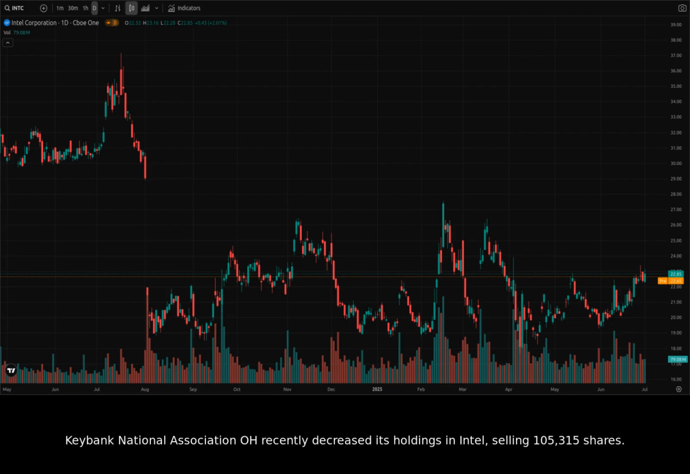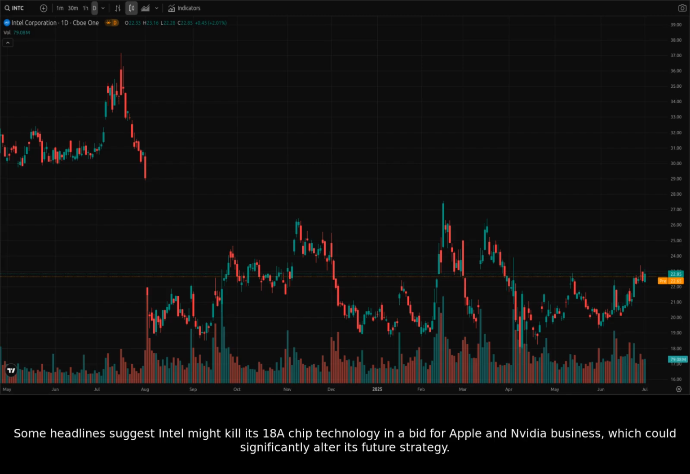KeyBank National Association (OH) recently decreased its holdings in Intel, selling 105,315 shares. This indicates a slightly bearish sentiment from at least one institutional investor. Some headlines suggest Intel might kill its 18A chip technology in a bid for Apple and Nvidia business, which could significantly alter its future strategy.